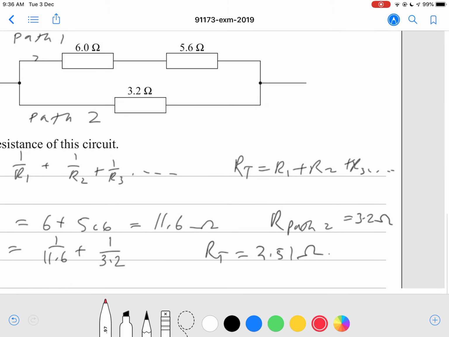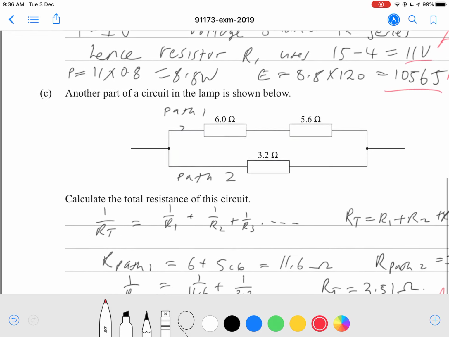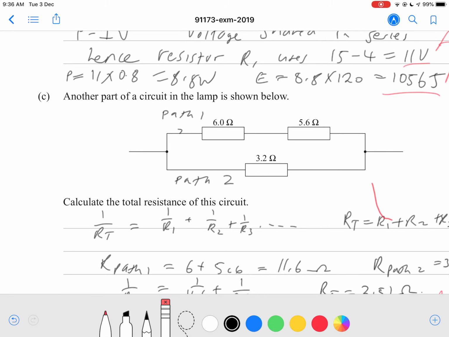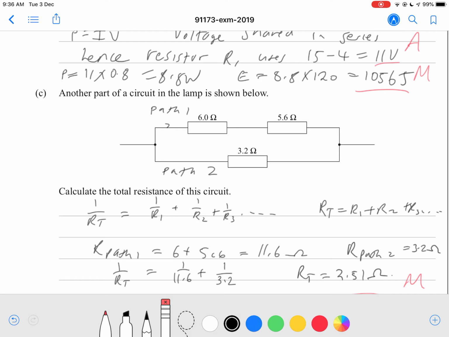And by getting this final answer, there should be another merit level question. Oh no, merit level question. In terms of getting it achieved, if you can add this up, I'm not sure. This might be an achieved. If you find 11.6 ohms by finding the total combined resistance of pathway 1, that might be an achieved.